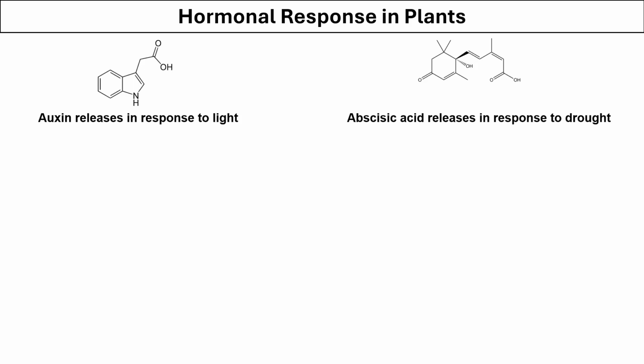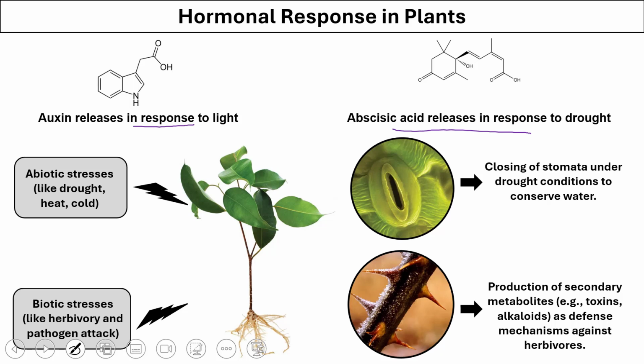To understand hormonal response further, let's take the example of two important plant hormones: auxin, which is released in response to light, and abscisic acid, which is released in response to drought conditions. Now, there are several factors. For example, we'll take some abiotic stress factors. Abiotic means non-living stress factors such as drought, heat, or cold. When the plant receives such stimuli, it closes its stomata in drought conditions to conserve water. That is the effect of abscisic acid.